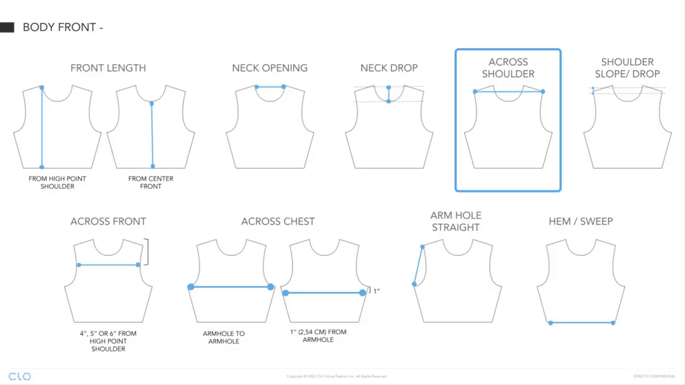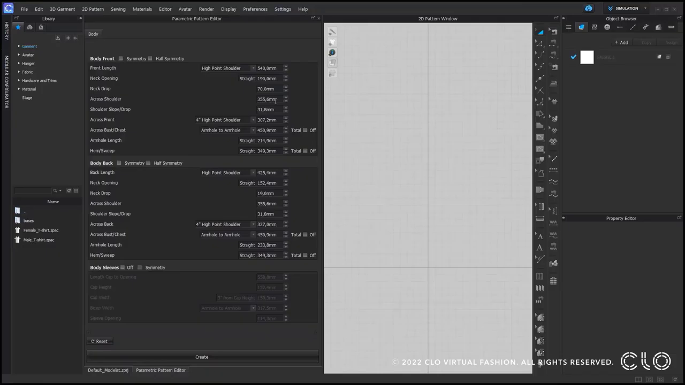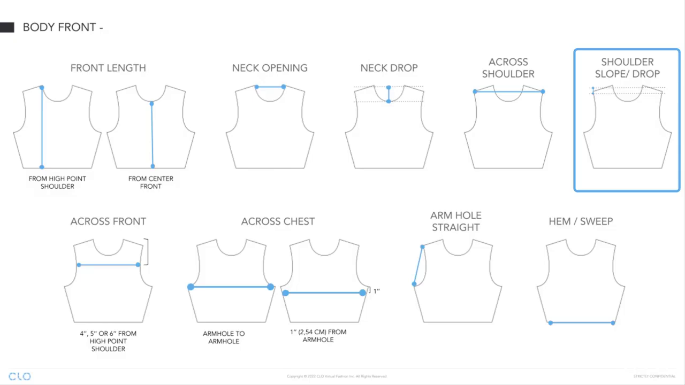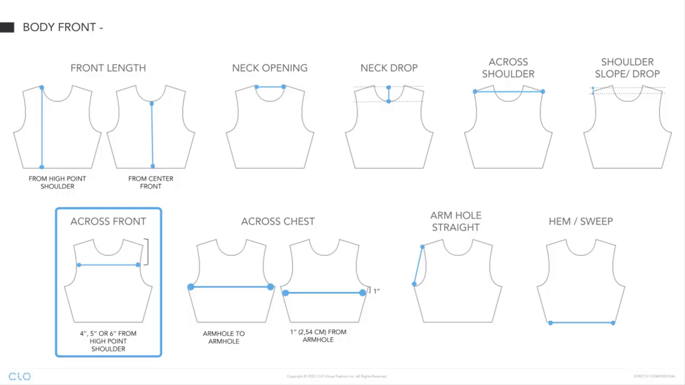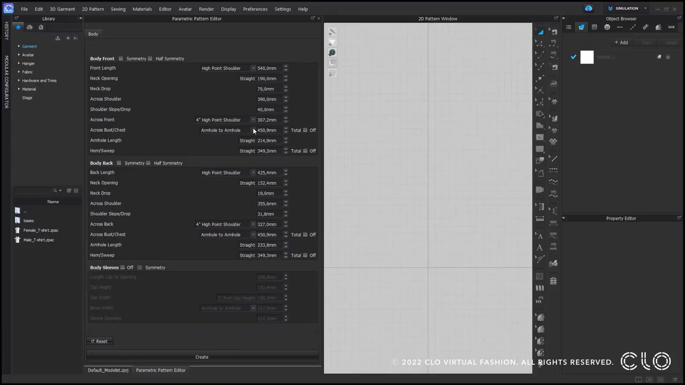Across shoulder is the distance between the two shoulder points, and I will use 390 mm. For shoulders loop or shoulders drop, it is the strict distance between the high point shoulder down to the shoulder or armhole point, which will be 40 mm. The across front can be measured 4, 5 or 6 inches below the high point shoulder. In this case, it is 360 mm, 4 inches below the high point shoulder.